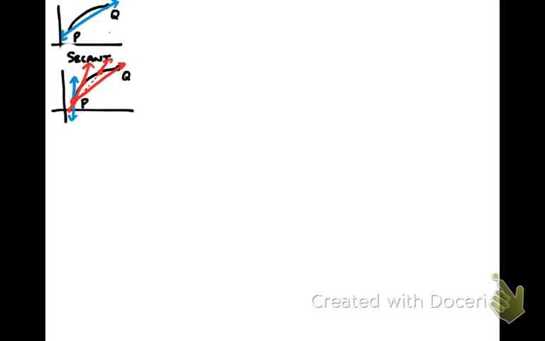Or something else to consider is that if we were to compare the slopes between the secant line and the tangent line, they are getting closer and closer to one another. Or, as Q gets really close to P, the secant line begins to look like the tangent line.